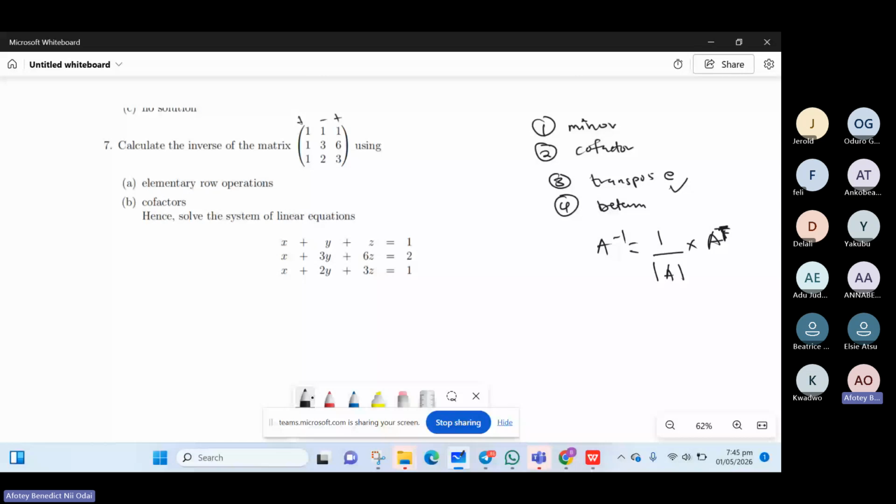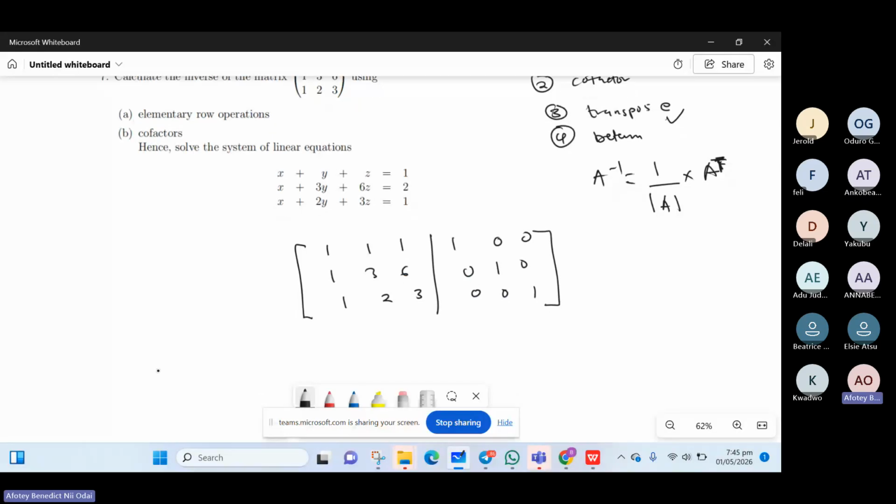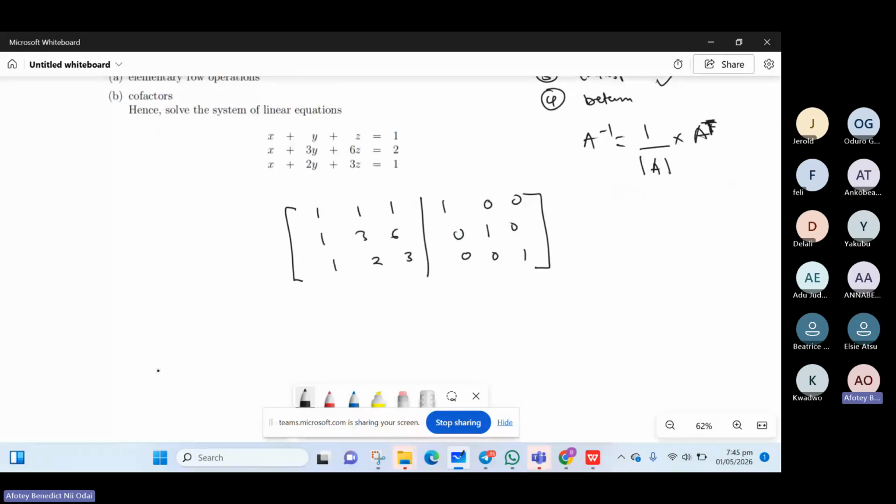Now there's another way known as the EROs operation, the elementary row operation. The way we do this is that we write the matrix in an augmented form, in this case 1 3 6 1 2 3, and by the side we have an identity matrix. Now the goal is that we perform operations so that we get an identity matrix on the left and we get some values on the right, and the value on the right becomes your inverse.